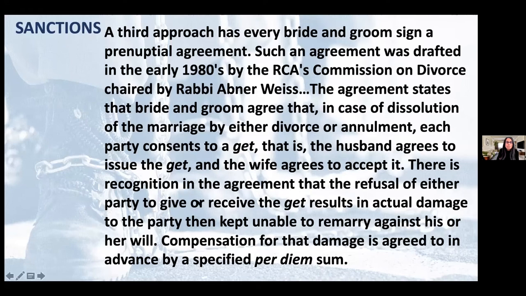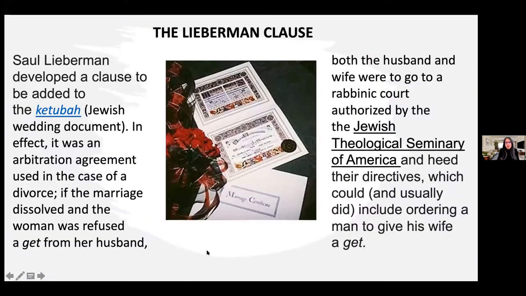next is the Lieberman Clause. Saul Lieberman developed a clause, and this is in the Conservative movement, that's added to the ketubah. In effect, it's an arbitration agreement used in the case of a divorce. So if the marriage is dissolved and the woman was refused a get from her husband, both the husband and wife were to go to a rabbinic court authorized by the Jewish Theological Seminary, which is the Conservative seminary, and heed their directives, which could and usually did include ordering a man to give his wife a get.